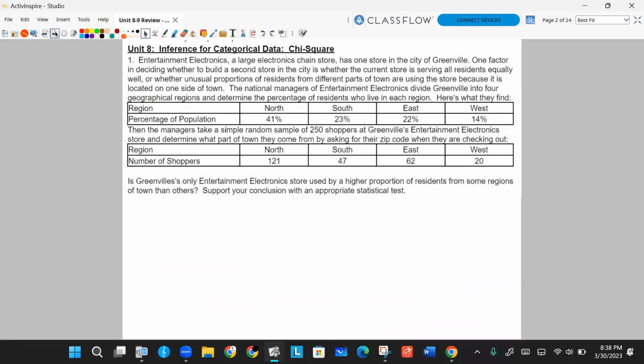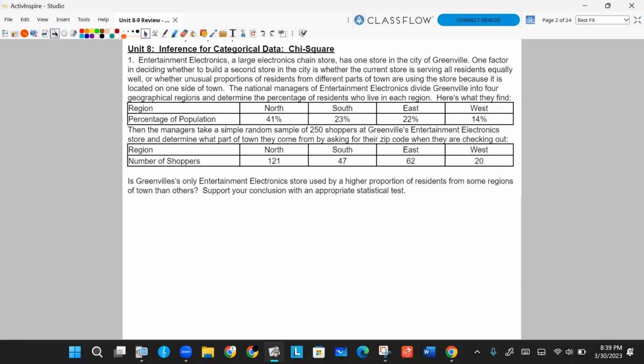Entertainment electronics. A large electronics chain store has one store in the city of Greenville. One factor in deciding whether to build a second store in the city is whether the current store is serving all residents equally well, or whether unusual proportions of residents from different parts of town are using the store because it is located on one side of town. The national managers of entertainment electronics divide Greenville into 4 geographical regions and determine the percentage of residents who live in each region. Here's what they find.